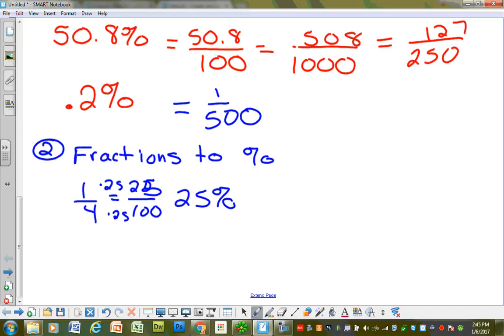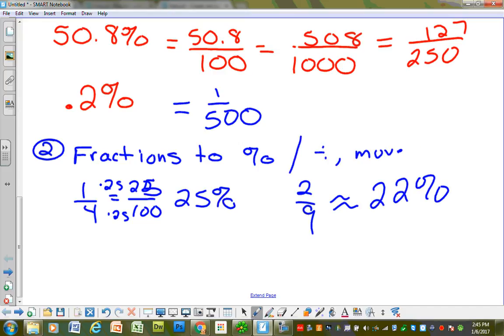Okay, that's pretty easy, but they aren't always going to work out like that. Say, for instance, that I have 2 9ths. 9 doesn't go into 100, so I can't do that. However, what does that line mean on a fraction? Divide. Take 2 divided by 9, not 9 divided by 2. You always start at the top. What do you get? 0.222. Let's round it to the nearest whole number, which is 0.22. And when I move the decimal 2 places, what do I get? 22%. So here's what I'm going to say: divide, then move the decimal 2 places to the right.